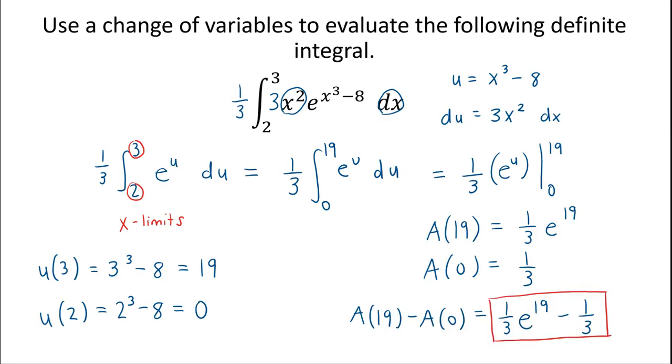And now, using the fundamental theorem of calculus, F of b minus F of a gives us the antiderivative evaluated at 19 minus the antiderivative evaluated at 0, which is 1/3 e to the 19th minus 1/3. And this will be the final answer. Or if you choose, you can factor a 1/3 from each of those terms, and the final result could be entered as 1/3 times the difference, e to the 19th minus 1. Either way is correct.